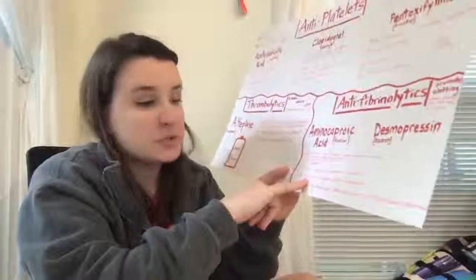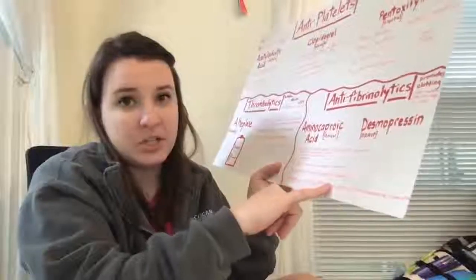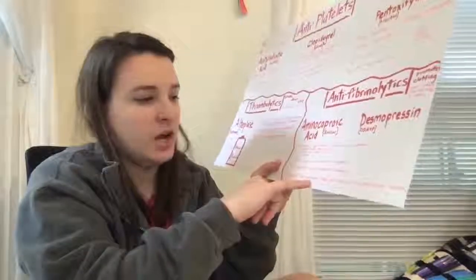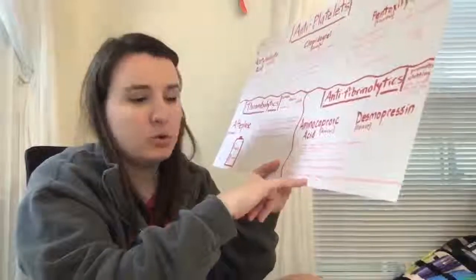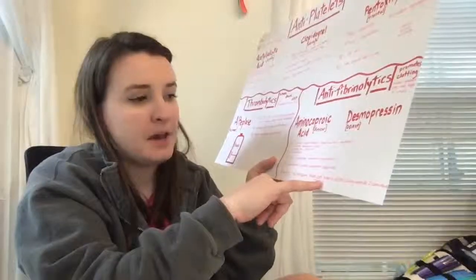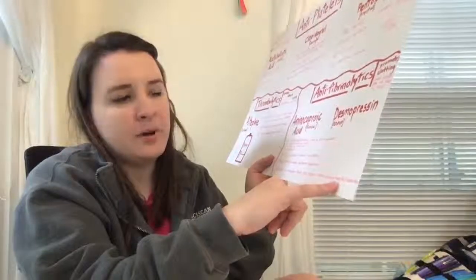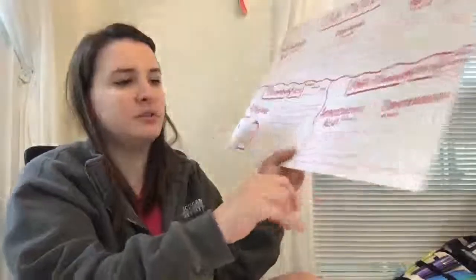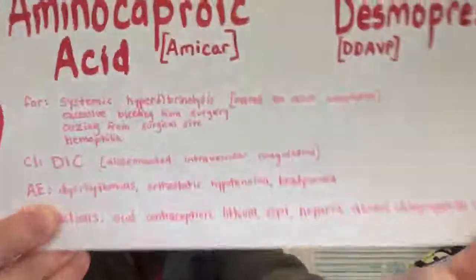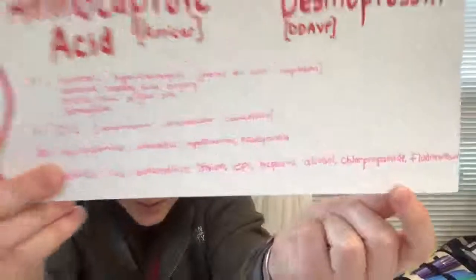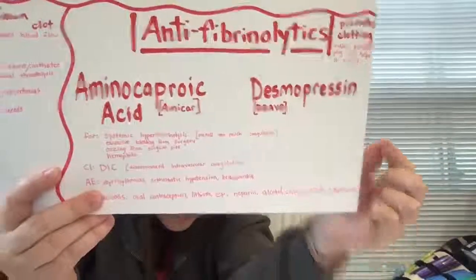Adverse effects are going to be dysrhythmias, orthostatic hypotension, and bradycardia. And there are some interactions which include oral contraception, lithium, epinephrine, heparin, alcohol, metoclopramide, and fludrocortisone. I'm going to let you see those drugs so you can see how to spell it. These are the interactions for this category here.